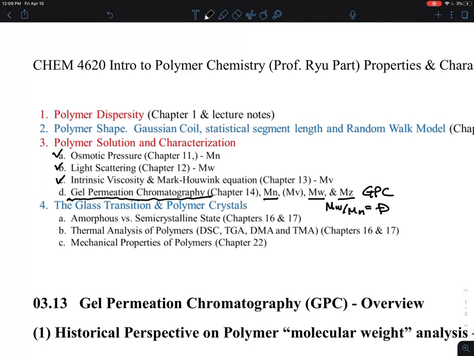We can find all the information at once, and GPC is still quite prevalent in any polymer lab. If I have to choose one technique among all the things that I have here, GPC will be the technique, and that's the technique that I need to emphasize more. Okay.